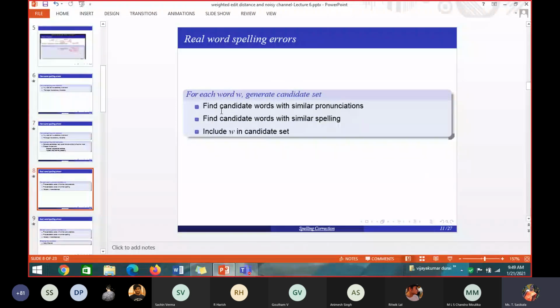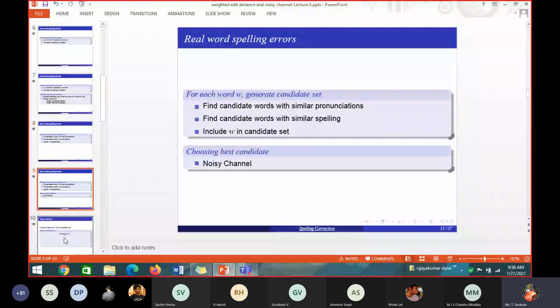So what are the two possible candidates I can put in the candidate set? All the words which have similar pronunciation, and all the words which have similar meanings based on these error words, I can make one candidate set. Among this candidate set, I have to apply the probability, and whichever word has the highest probability is the equivalent correct word for the wrong word that we have to find out.